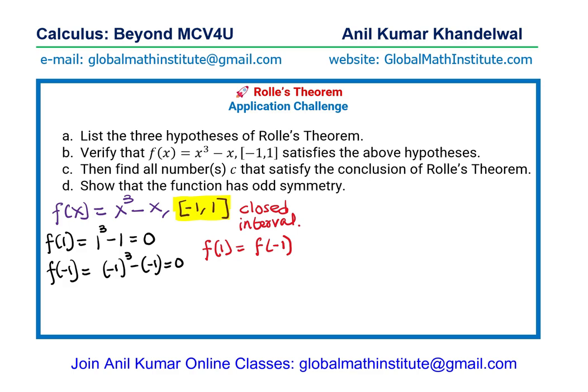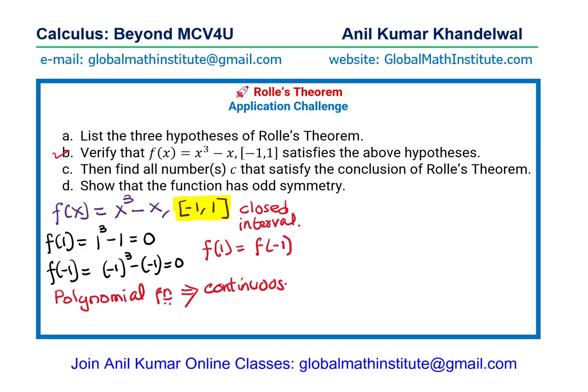The third condition is that it should be continuous. We know a polynomial is always continuous, right? So we'll write here: polynomial function, correct, which implies continuous. Okay, so it's continuous. Now we have done part B.